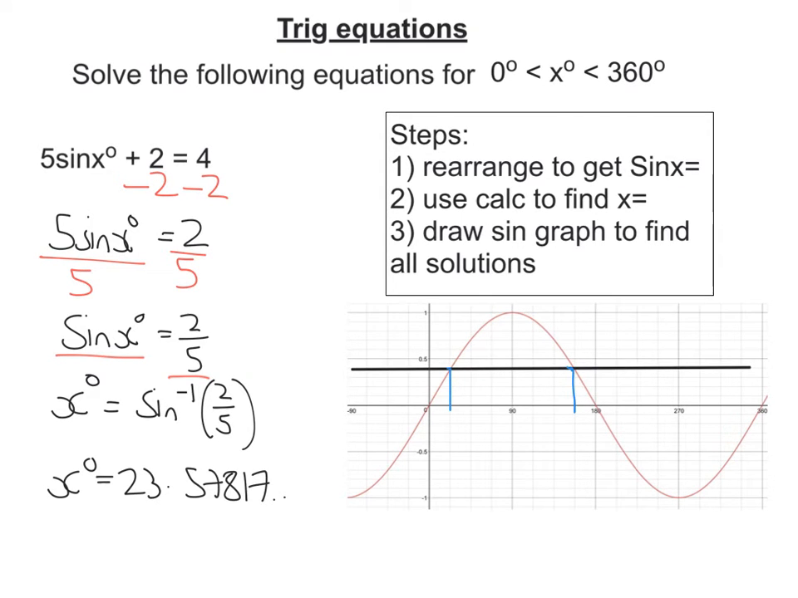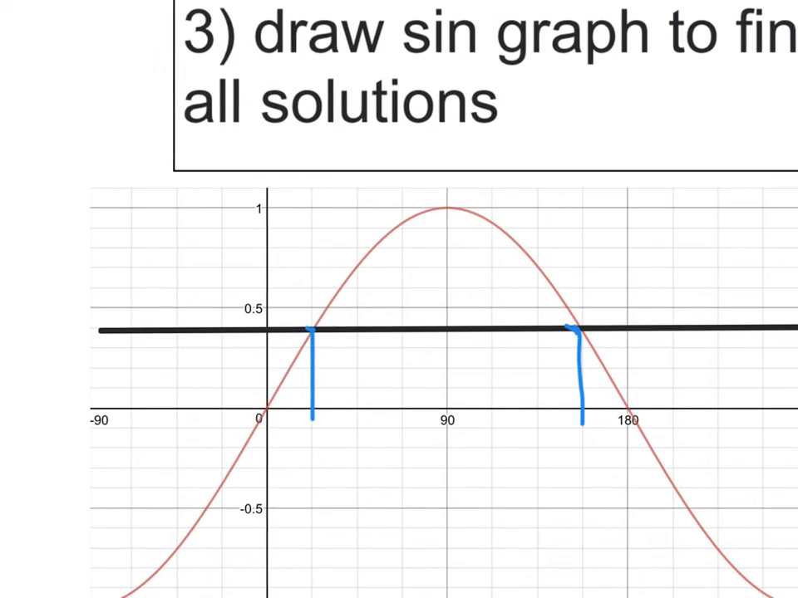Now let's zoom in on this graph and get a bit more understanding of what's happening. So this first answer here we've worked out will be our 23.6, our calculator told us. So this distance from here to here is 23.6. Now by the symmetry of this curve around 90, the distance from 180 to the blue line should also be 23.6. So our other answer should be 180 minus 23.6.